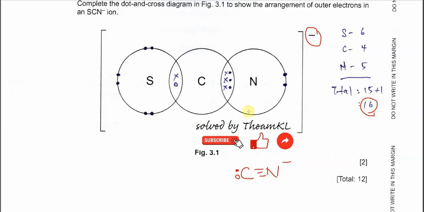Okay, so this is the dot cross diagram. I hope you understand how to form this. Okay, that's all.